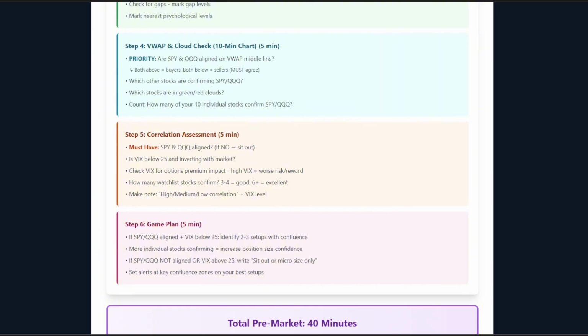If VIX is high, there's going to be a worse risk to reward on the options contracts, right? How many watch list stocks are confirming? 3 to 4 is good. 6+ is excellent. Make a note of high, medium, low correlation, as well as your VIX levels for the day. But the note for high, medium, low correlation that you make throughout the day, that's with the chat. That's with us, right? We're trading as a team. In our capital, we're spotting out the correlation together as a team.